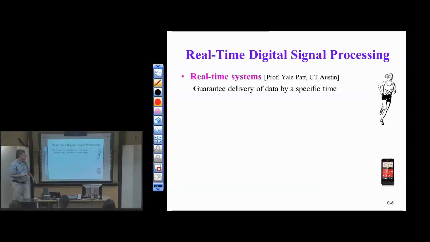Basically, guaranteed delivery of data by a specific time. And this is a hard deadline. This is not "I make it 95% of the time." It's "I make it 100% of the time." So this hard deadline is what we're going to talk about in this class.